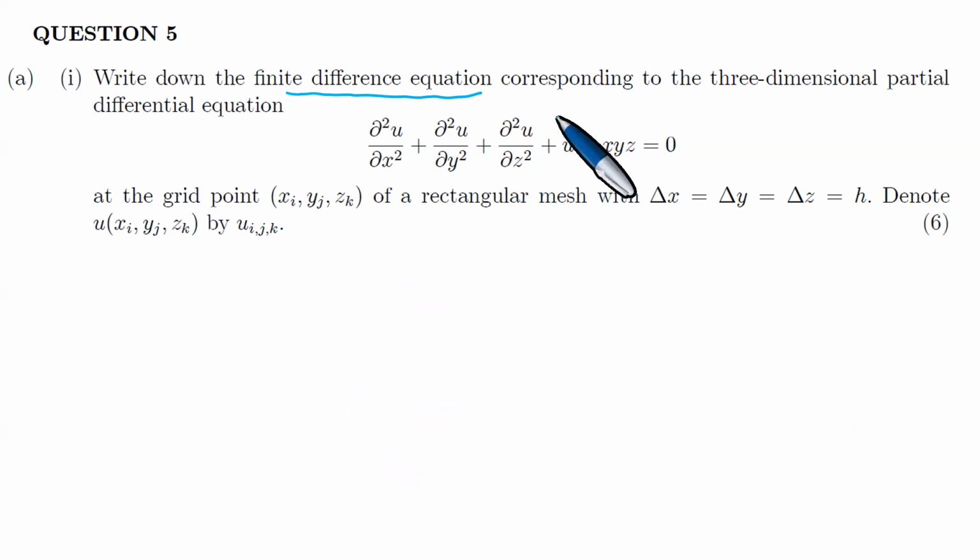Write down the finite difference equation corresponding to the three-dimensional partial differential equation, this one. At the grid point xi, yj, zk of a rectangular mesh with delta x equals delta y equals delta z equals h, denote u of xi, yj, zk by uijk.